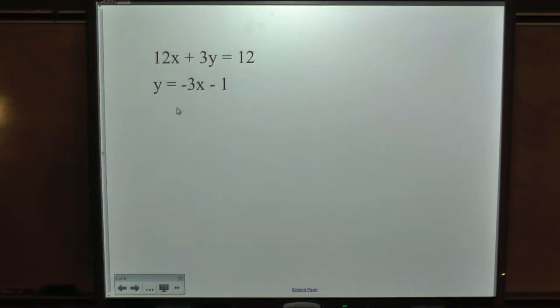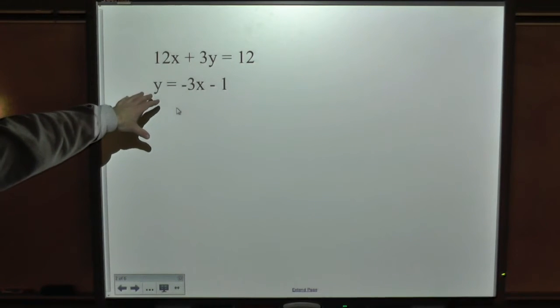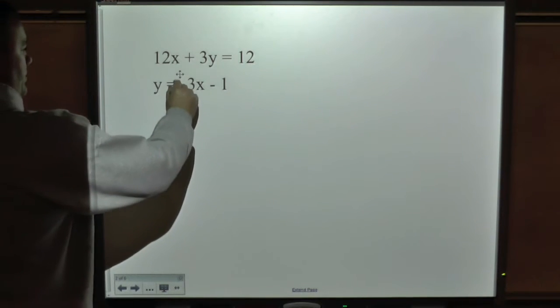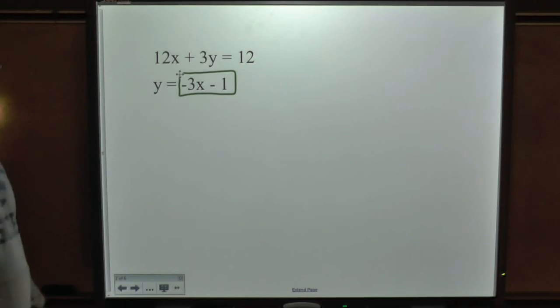12x plus 3y is equal to 12. And then we have y is equal to negative 3x minus 1. As we look at this problem, again, as we did with the first step in part 1, find a variable that's been solved for. In this case, y. y is equal to a certain amount. That amount is negative 3x minus 1. The reason we're doing this is the same thing we talked about in part 1. You can't solve an equation with two different types of variables in it.